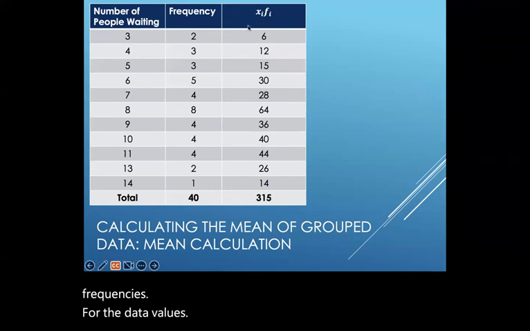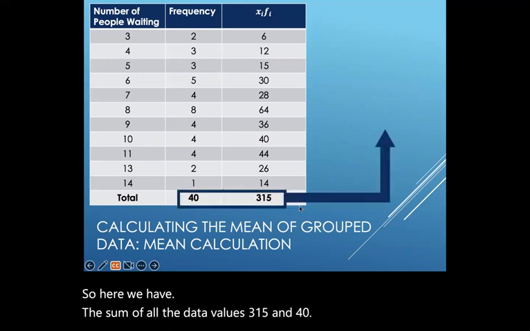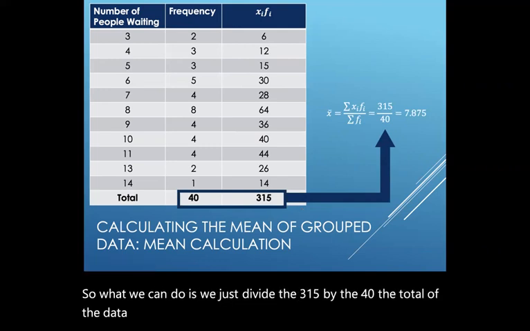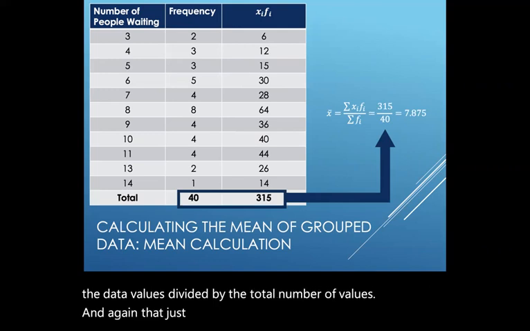So here we have the sum of all the data values, 315 and 40. So what we can do is we just divide the 315 by the 40. The total of the data values divided by the total number of values. And again, that just gives us 7.875. So it's not horrible. It's now multiplication.